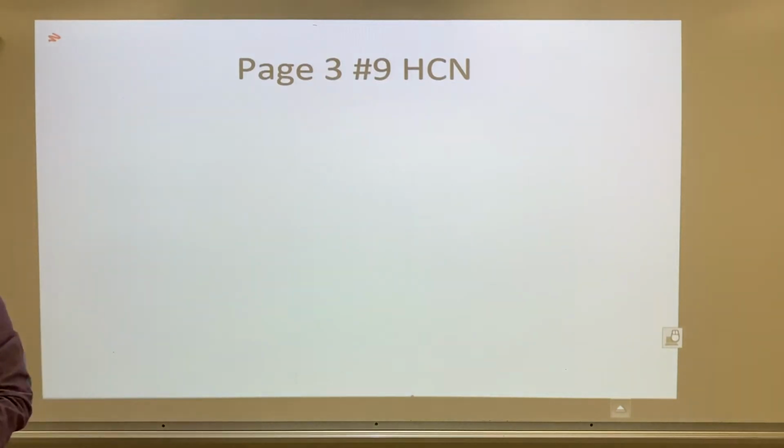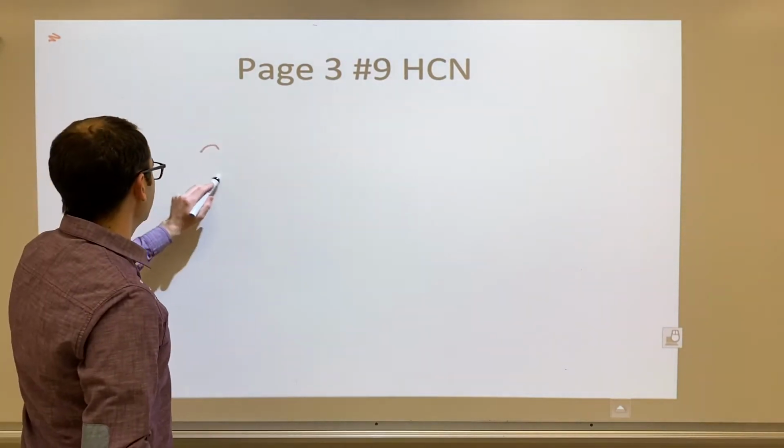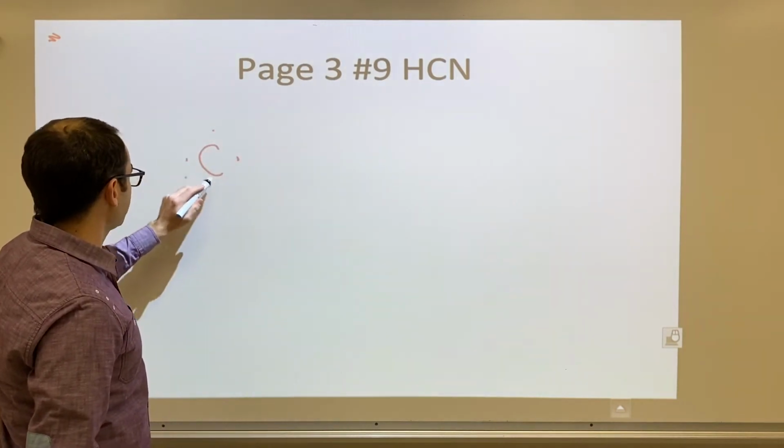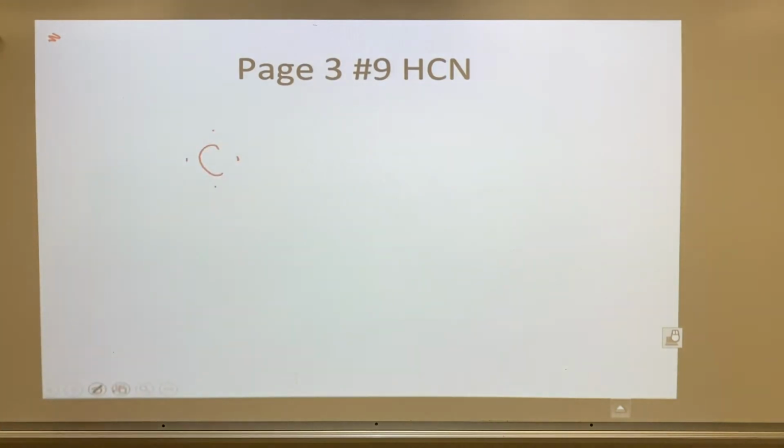What's the central atom going to be? Carbon. Yeah, carbon, right? That's a great guess. All right, carbon, 4 dots, right? Okay. And then what do we do next with this one?